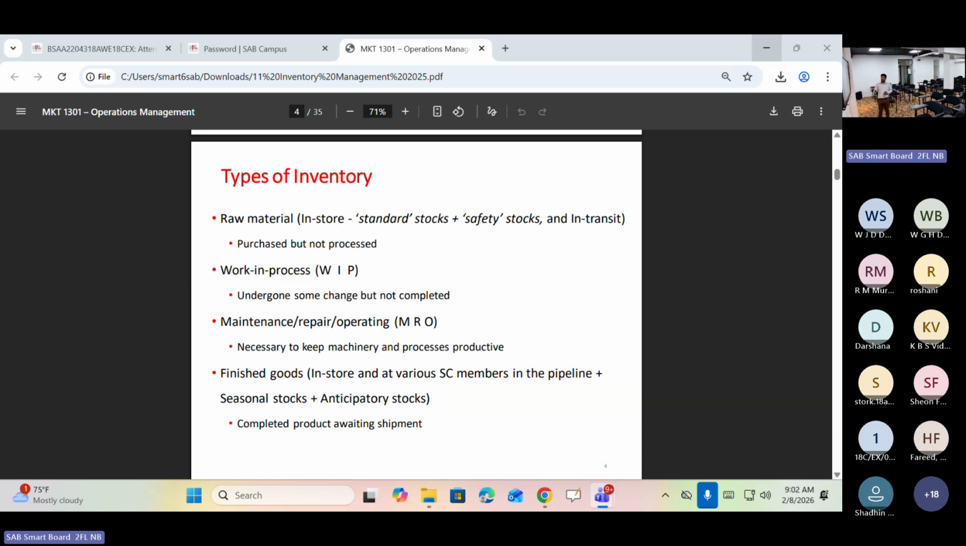With that brief introduction, let's move to the basic concepts that are lined up here. Like we started with slide number 4, where we identify different types of inventories. I hope that is clear. Any quick questions?